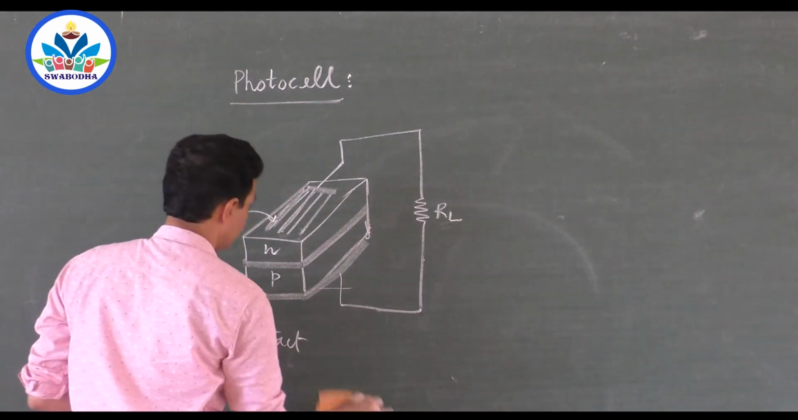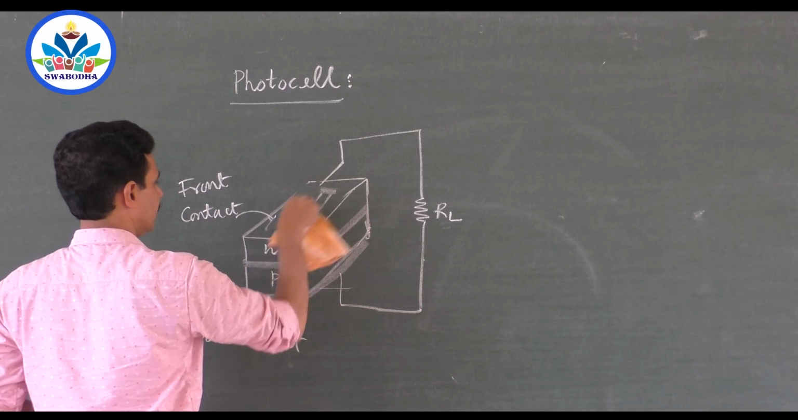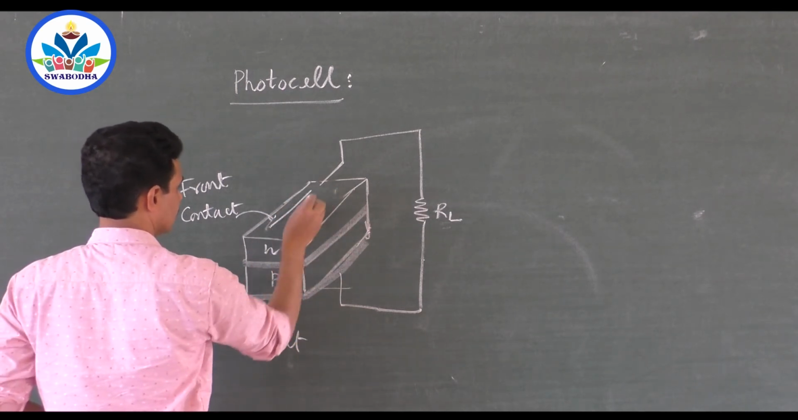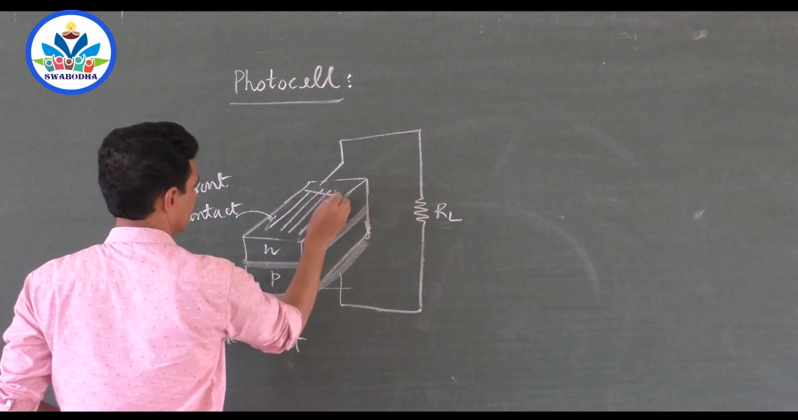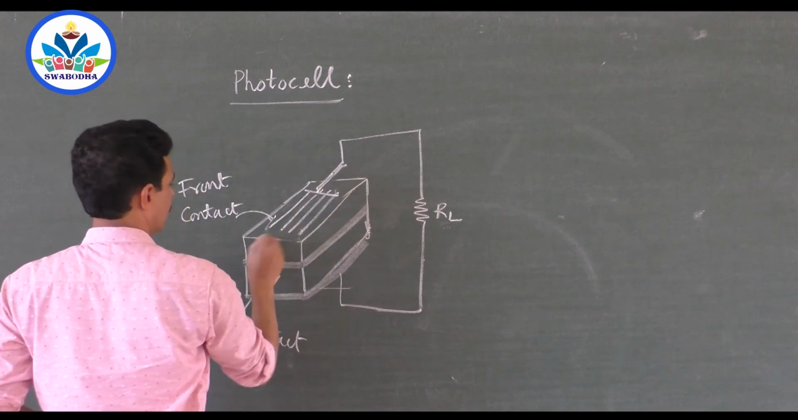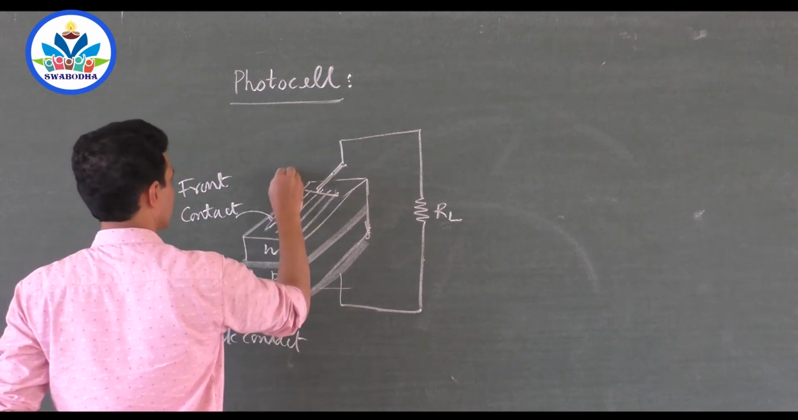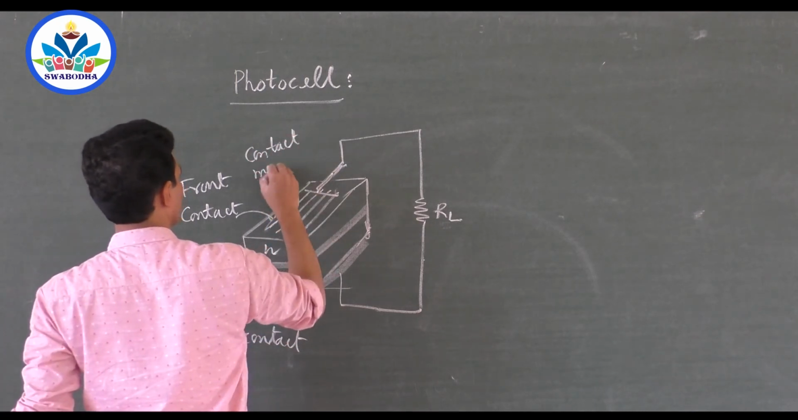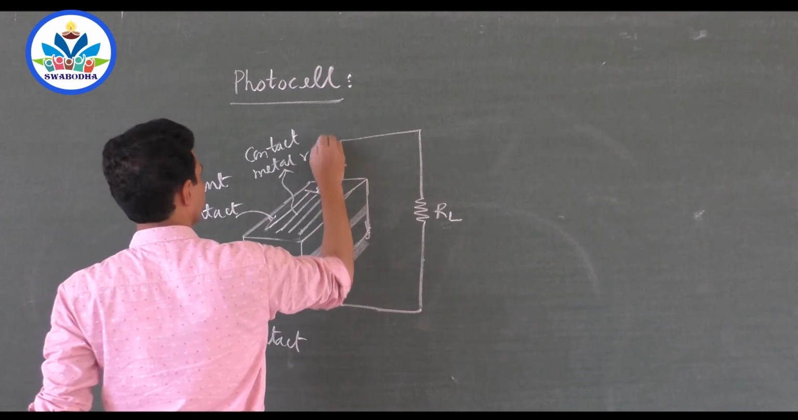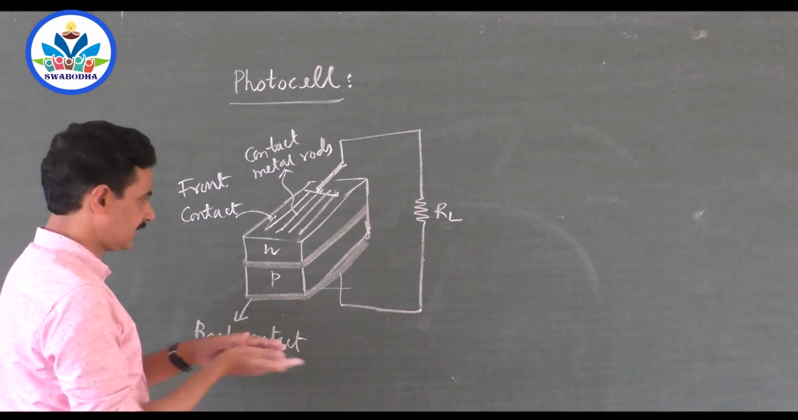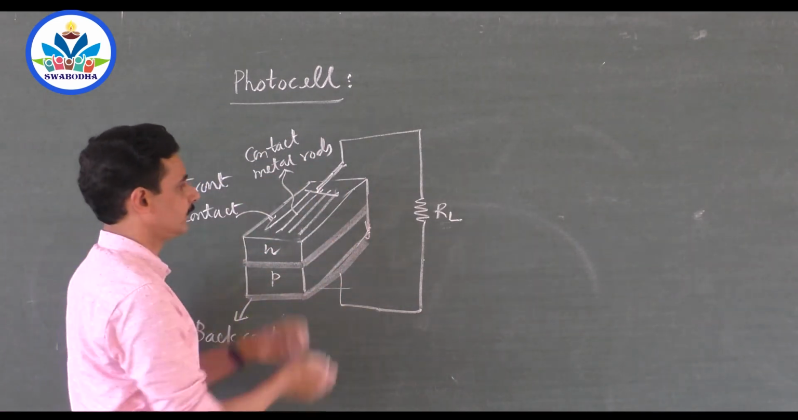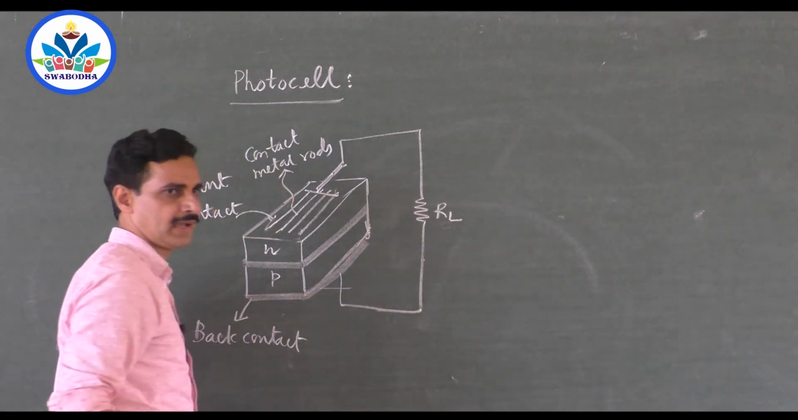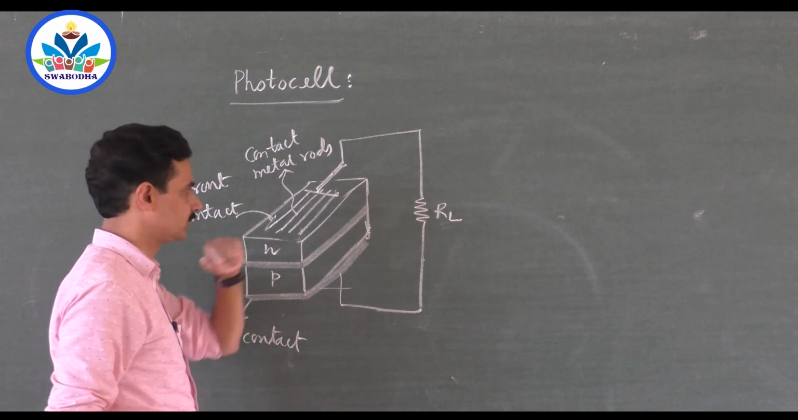So the front end contains some transparent sheet with some contact given here. Okay, contact rods. You can name them as contact metal rods. And this is the back contact, a sheet of metal. They are connected to the external load. Load may be anything, maybe a fan, a fridge or anything, wherever you want to use the power.